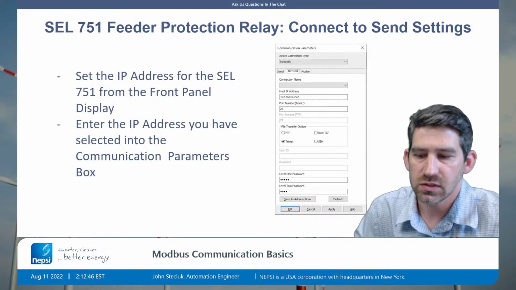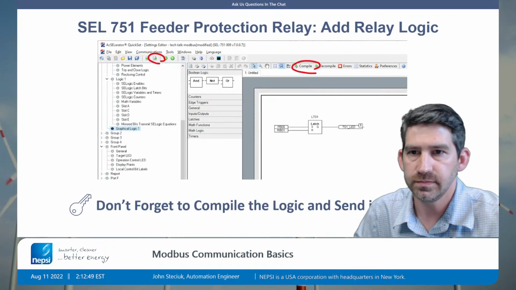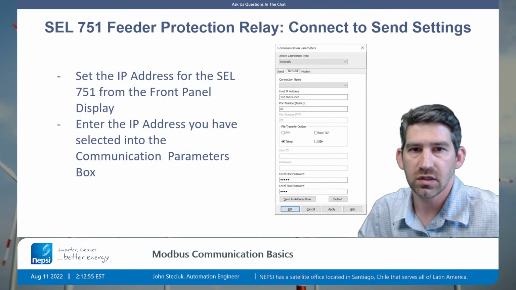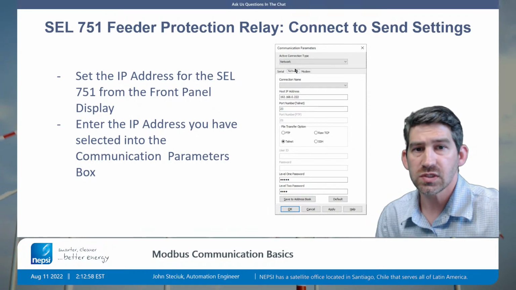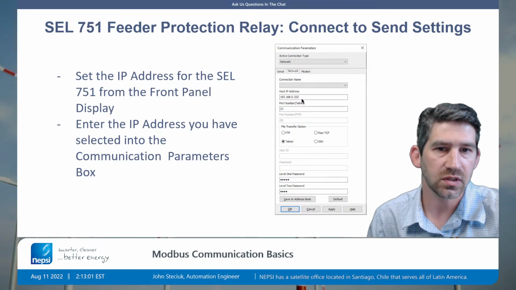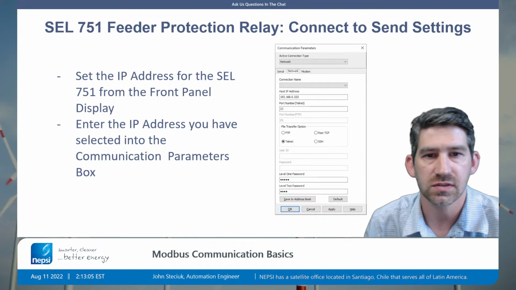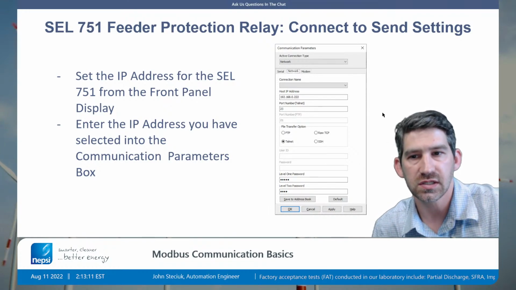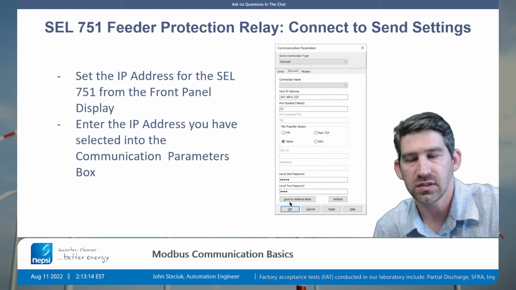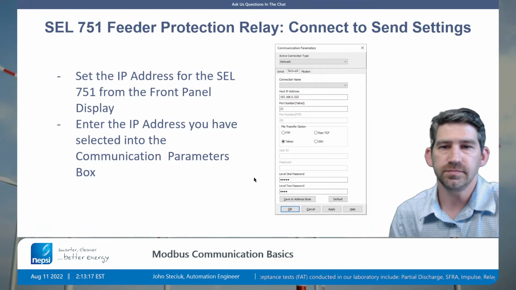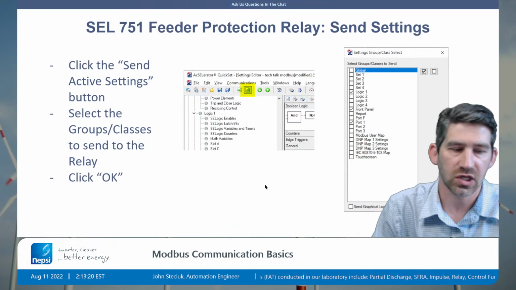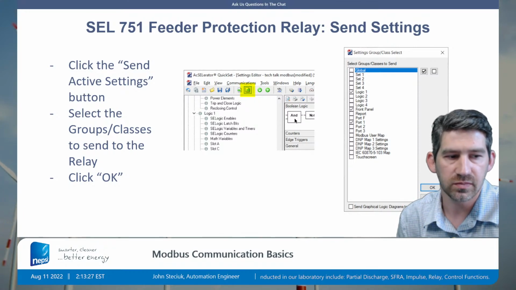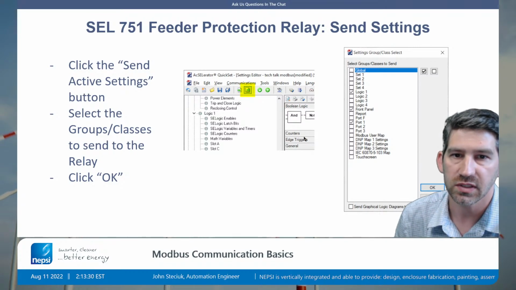So then you're going to go to the communication tab in QuickSet, and you're going to select communication parameters, and you can choose network or serial. We're using a network cable, and you type in the IP address of the device, which is 192.168.0.222, and the rest of these settings are default parameters, and we don't need to change anything else. So then you're going to click OK, and you'll make a connection to the relay. And the next thing you need to do is click on Send Active Settings, and that's the highlighted button here with the arrow pointing to the right.